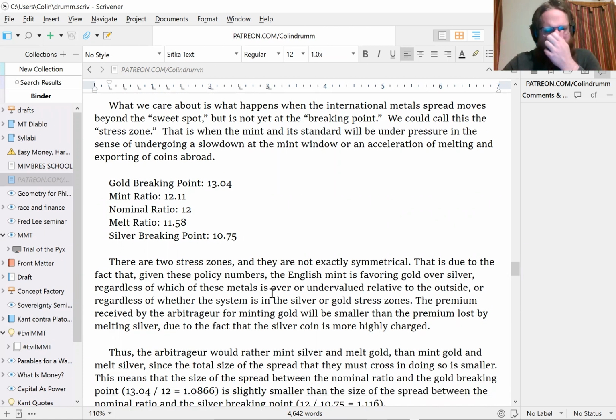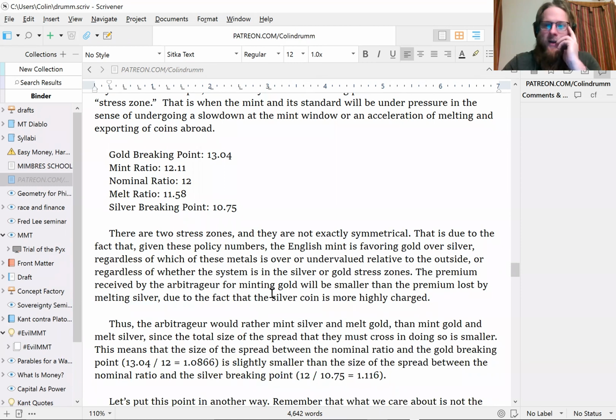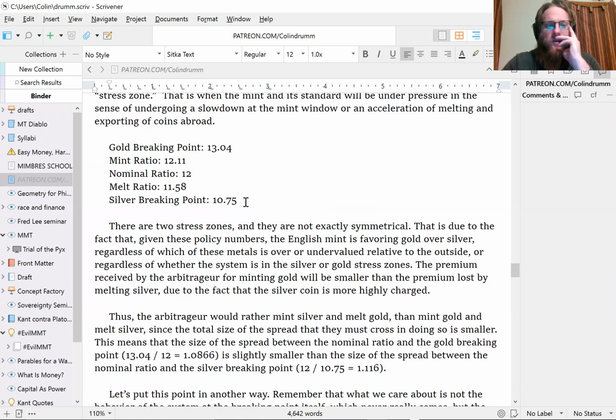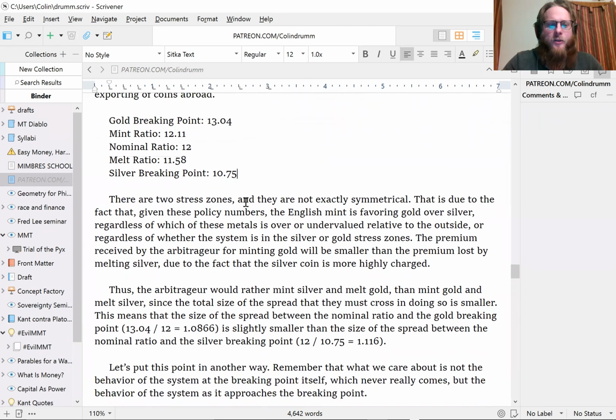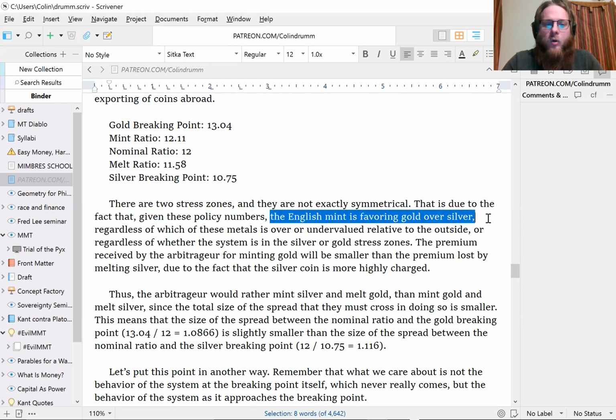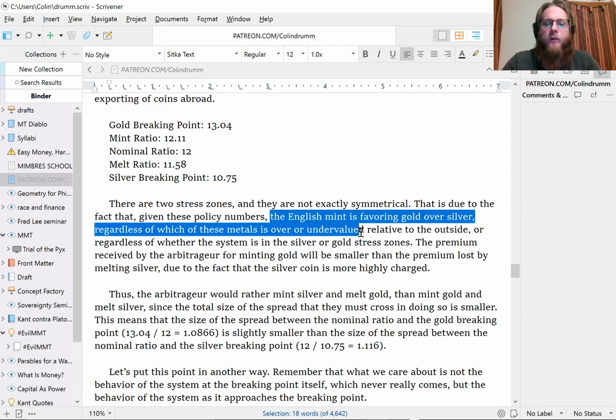Okay, so one last thing I'm going to observe, and this is a kind of technical point, but I think it's interesting. This is fixing what I said that was slightly wrong in the dissertation and saying it in a more precise way. So there are two stress zones, and they're not exactly symmetrical. And this is because, to return to something I said earlier, the English mint is favoring gold over silver regardless of which of these metals is over or undervalued relative to the outside.